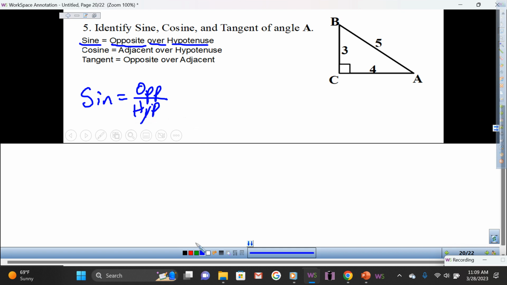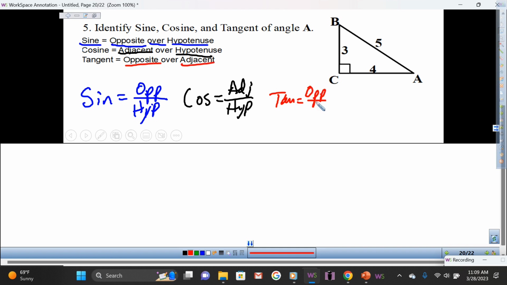All right. From there, I'm going to go to cosine. Shorthand is cos equals, and what does it say? Adjacent over hypotenuse. Adjacent over hype. And last but not least, I'm going to go to tangent, also known as tan. Fraction: opposite over adjacent. Opposite over adjacent.